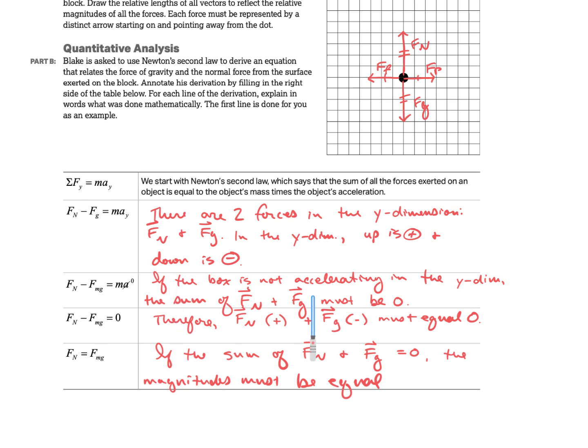Now the box is not accelerating in the y dimension, so the sum of normal and gravity must be 0. The next step says that it substitutes 0 for the whole product of mass times acceleration. So therefore, normal force plus gravity must equal 0. If the sum of Fn and Fg is 0, then the magnitudes of the 2 forces are equal.